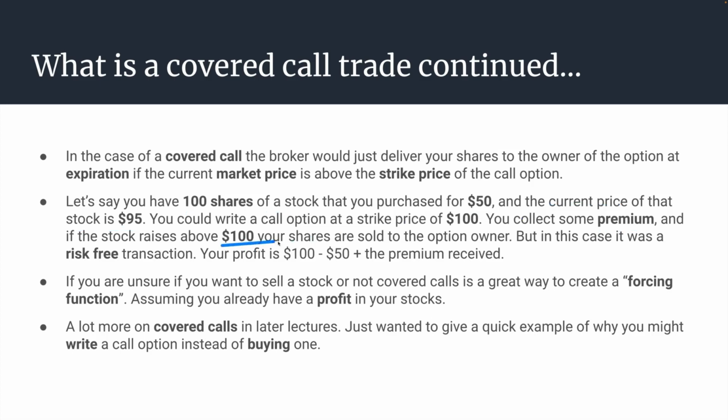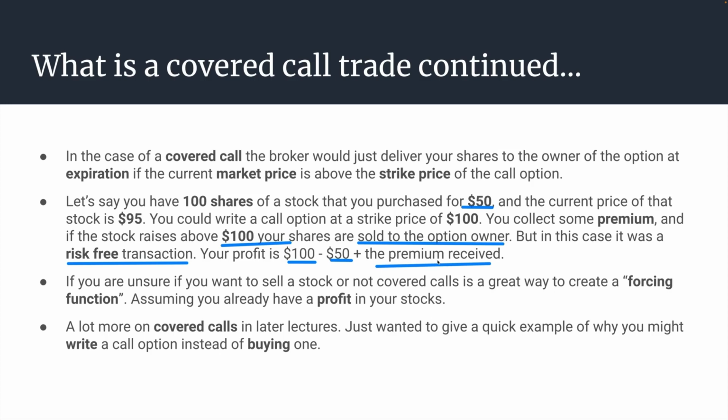Now, if the stock rises above $100, the strike price, you are obligated to sell those shares to the options owner for $100. But this is kind of cool. It's a risk-free transaction. Your profit will be the $100 strike price, which you were forced to sell the shares, minus the $50, the price you originally purchased the shares for. So you bought it a year ago for $50, plus the premium received. So in this case, you have $100 minus the original $50 basis. So you just made a $50 profit, but you also brought in the premium you received. And that's the basic mechanics of a covered call.